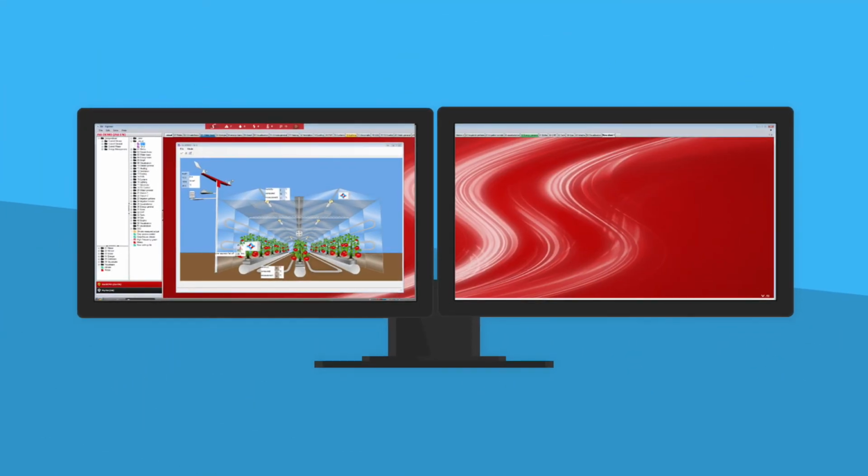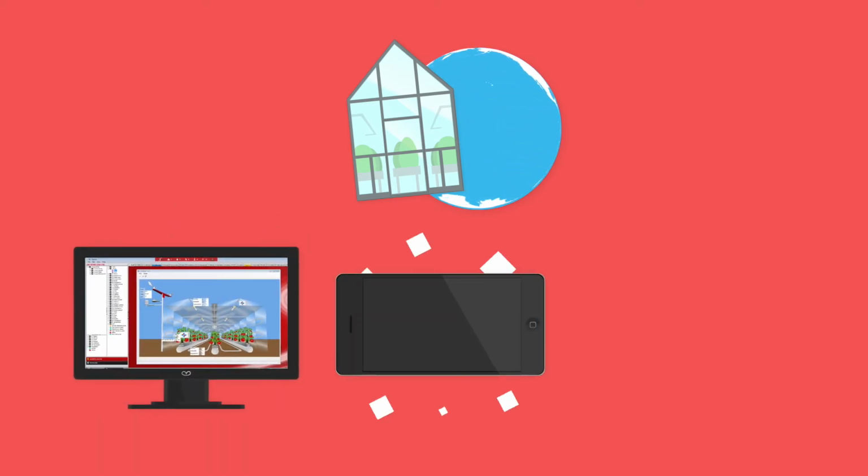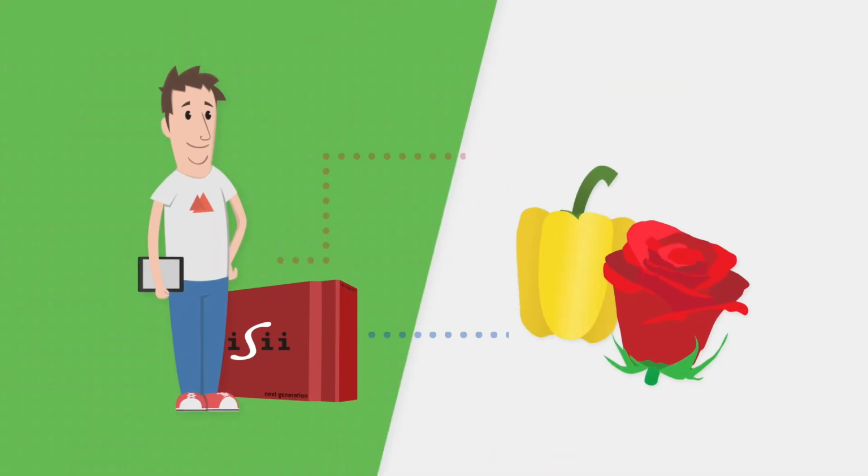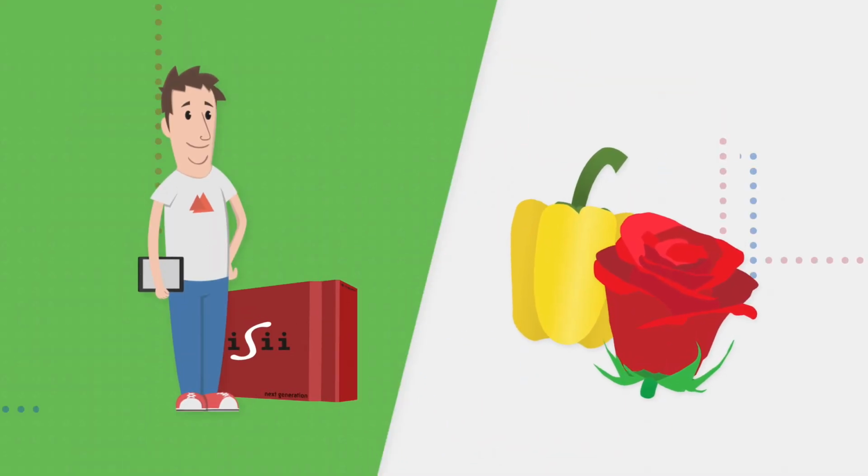Processes are easy to control thanks to the new user interface with visualization. Even when you're not on site, you still have full control over your cultivation anywhere in the world via your PC, smartphone, or tablet. The next generation iSii helps you as grower to fulfill the needs of your plants.